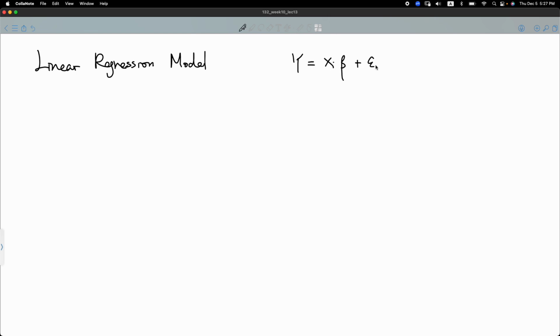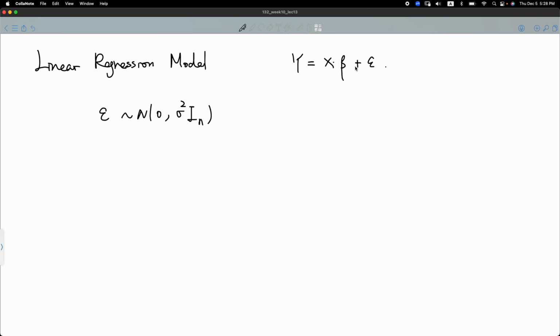Okay, so first let me write down the model. So continue linear regression model, which takes the form of y equal to x beta plus epsilon. And then we have the epsilon following a normal distribution with mean 0 and then sigma square identity with dimension n, where n here is the number of observations in your data.